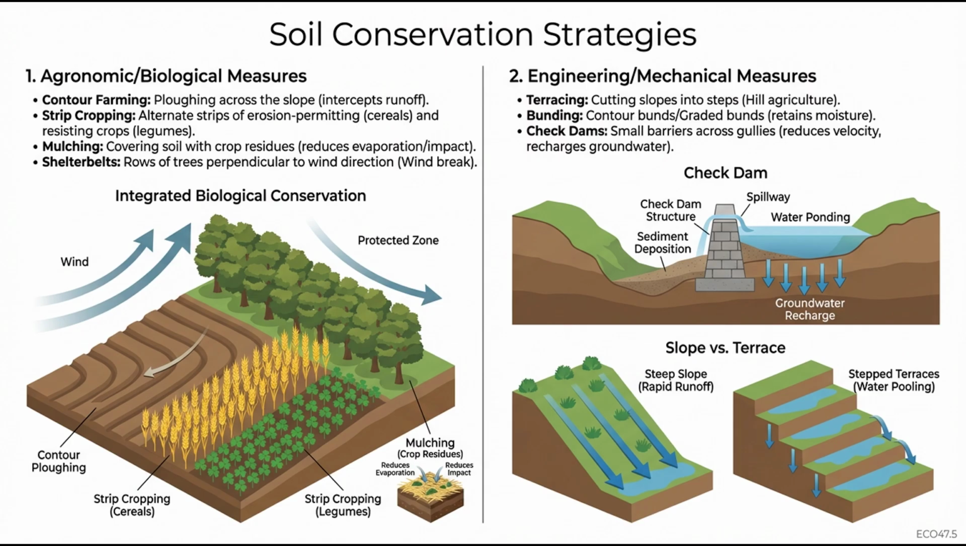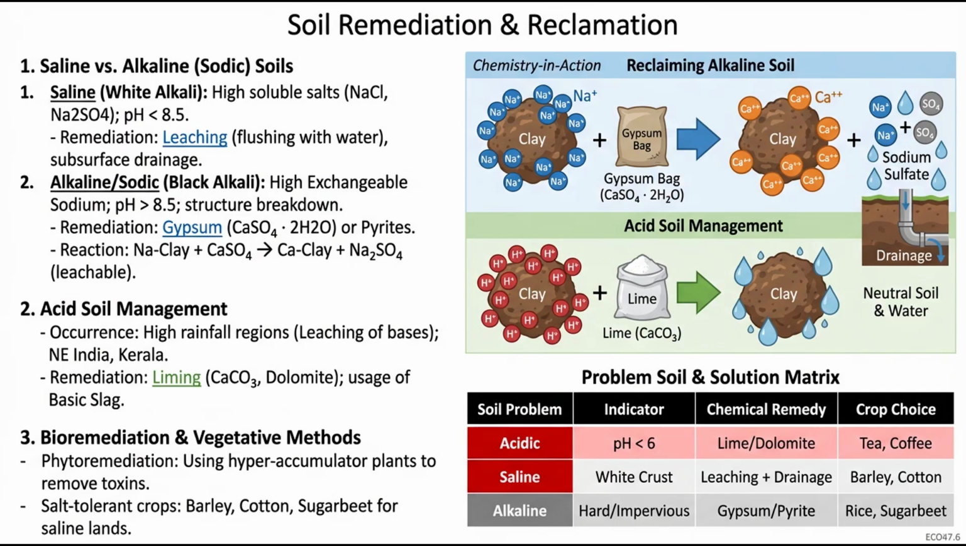It serves two purposes. It reduces the velocity of water flow, preventing further cutting of the gully, and it causes sediment to settle behind the dam. This stagnant water then percolates down, recharging the groundwater table. Thus, conservation is not just about saving soil, it is about water management too. Sometimes the soil is not physically lost, but chemically corrupted. This brings us to soil remediation and reclamation.